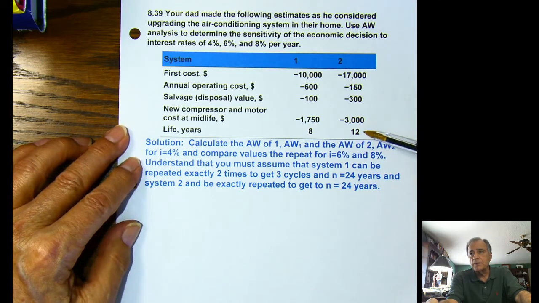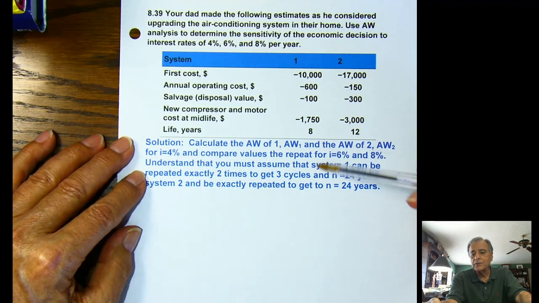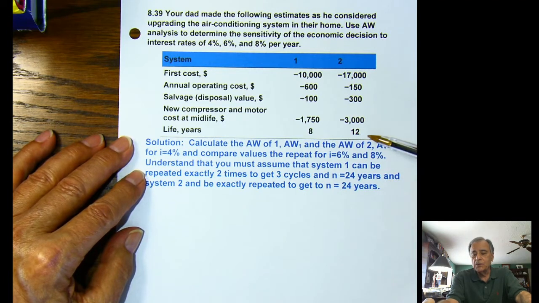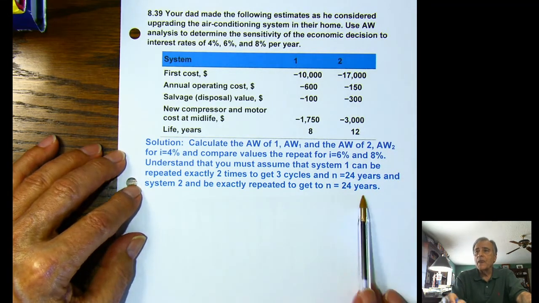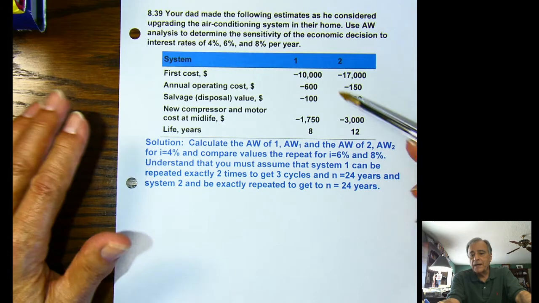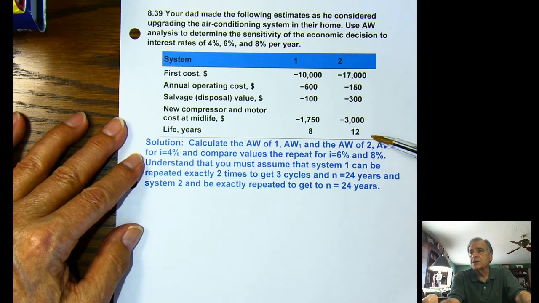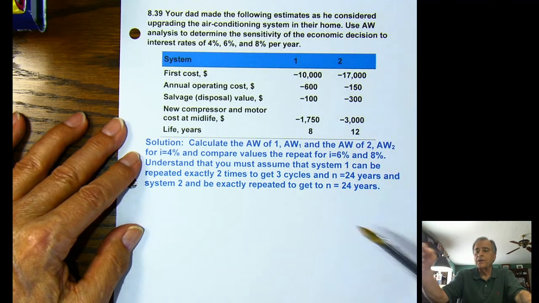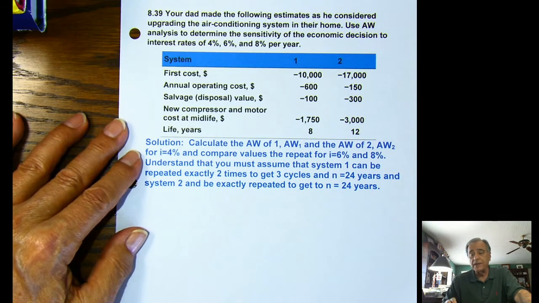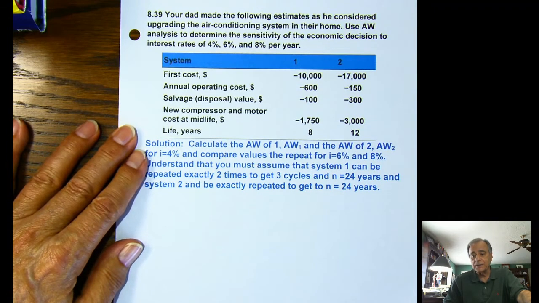We use the least common multiple of lives. We'll repeat this one 2 times to get a total of 3 cycles and get to 24 years. We'll repeat this one once to get a total of 2 cycles, and this will end at 24 years. So that's what we'll do. But we don't have to do cycles 2 and 3. We only have to do the annual cost for this system over 8 years and the annual cost of this system over 12 years, and we know that annual cost will be repeated as many cycles as we repeat. So we're just going to have to do 1 cycle of each system.